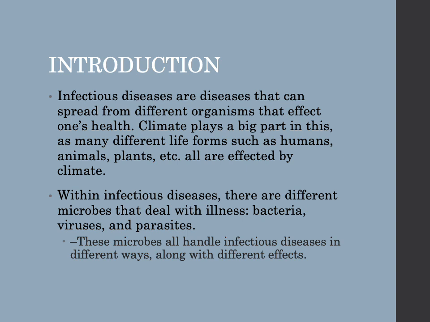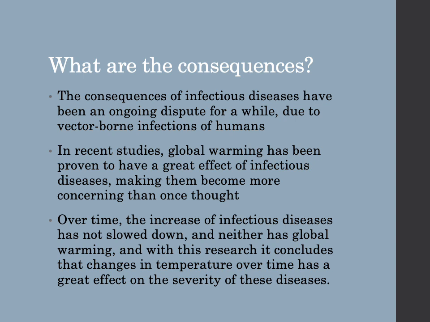There are 3 different types of microbes: bacteria, viruses, and parasites. They all act differently depending on the situation. For example, ectothermic hosts from parasites with environmental transmission stages allow the parasite to act outside of the host. Due to this, there are many different consequences that can come from infectious diseases.